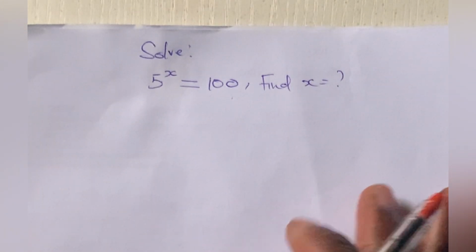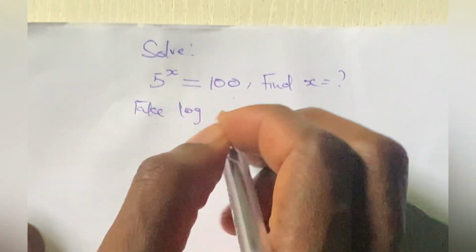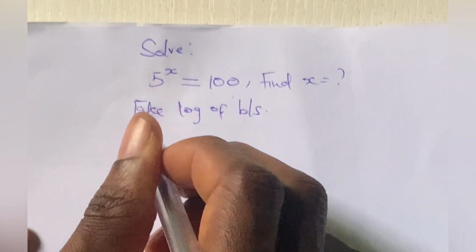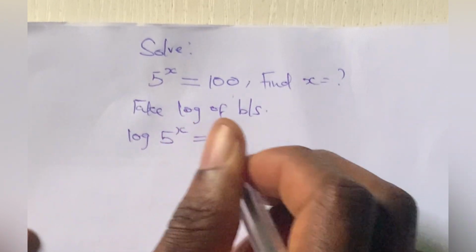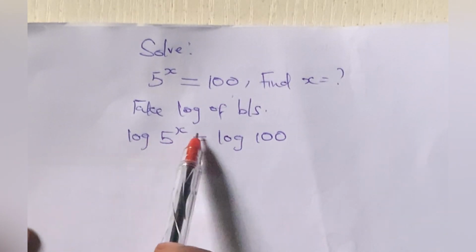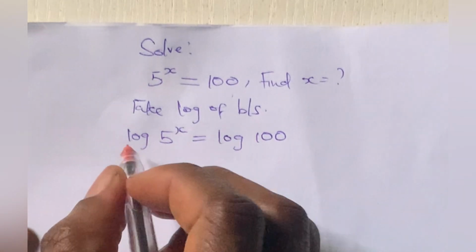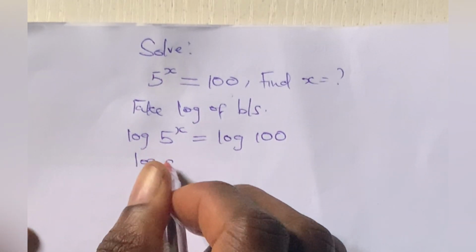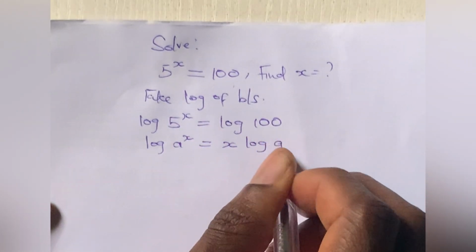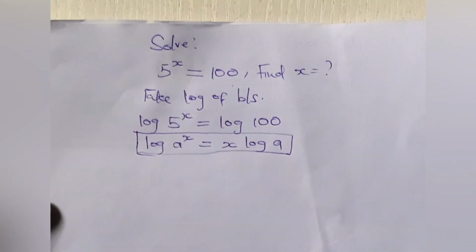Now the first thing to do here is to take log of both sides. That means we have log 5 to the power of x is equal to log 100. Okay, now when you have log a to the power of x, it can be rewritten as x log a. So we'll be using this rule to solve this equation.